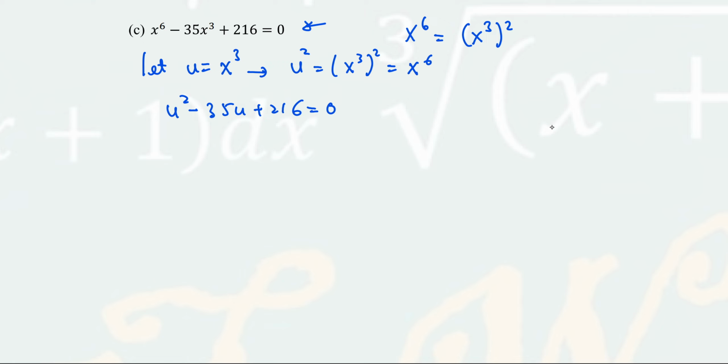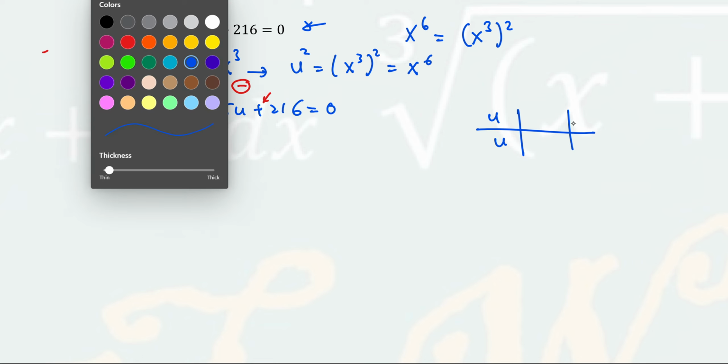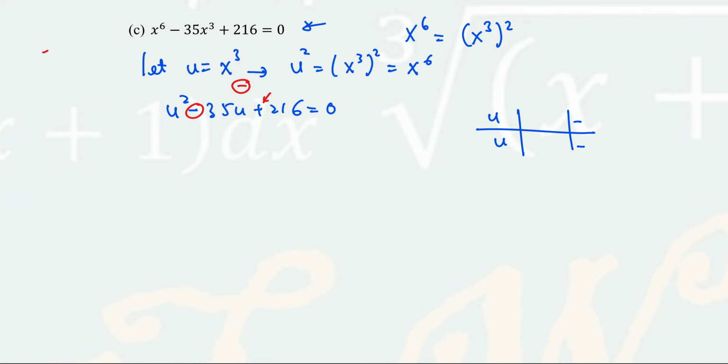And this quadratic equation can be factorized. So u squared is u times u. Now, the next step is to check: minus times minus to get plus. So I will have to write both minus in the third column. Alright, so the factors of 216, when I add up these two factors, it should be 35. Then the two factors should be 27 and 8.